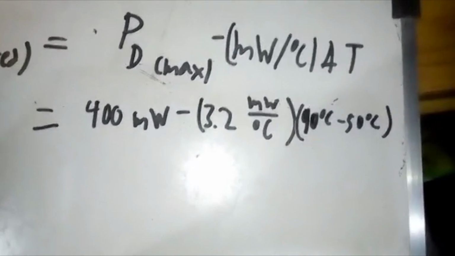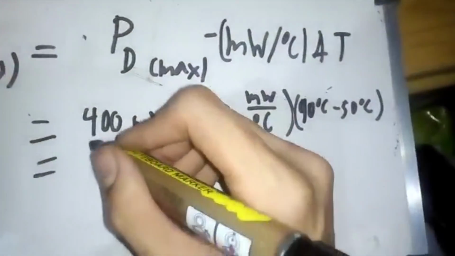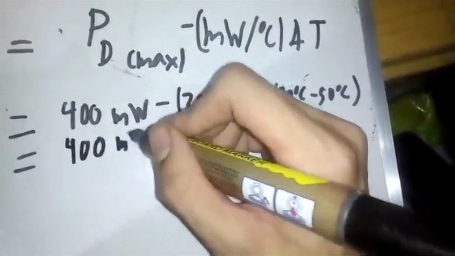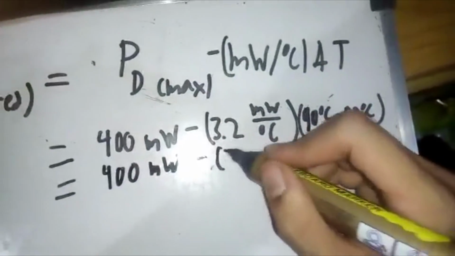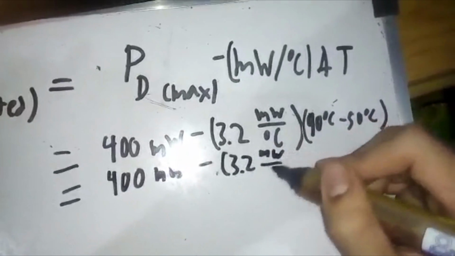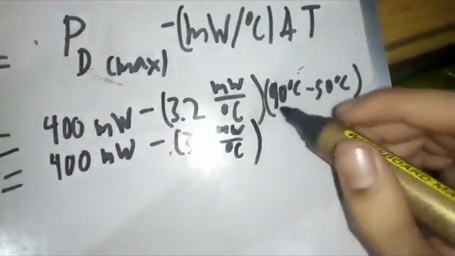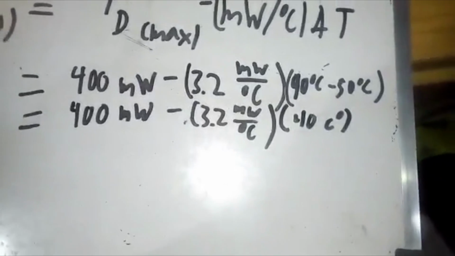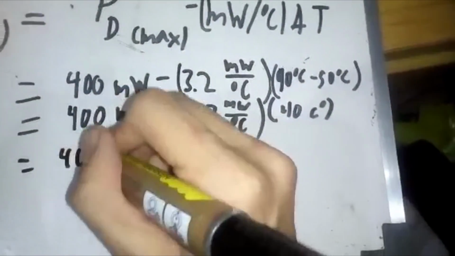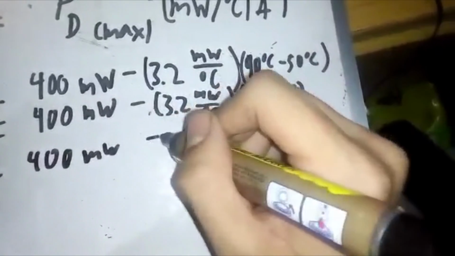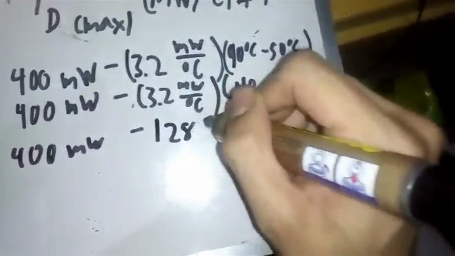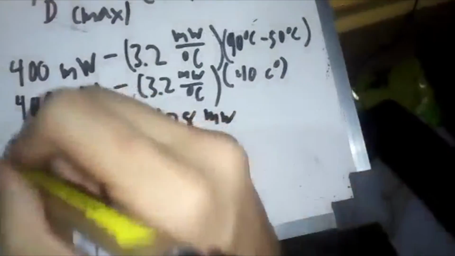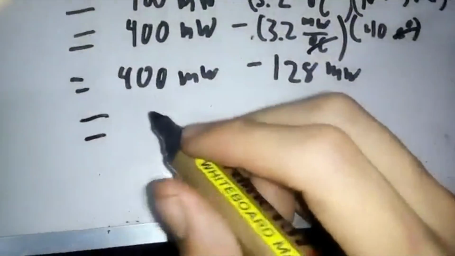Now all we have to do is simplify. Ninety minus 50 is 40, and 400 minus 128 is 272, and there's your answer, 272 milliwatts.